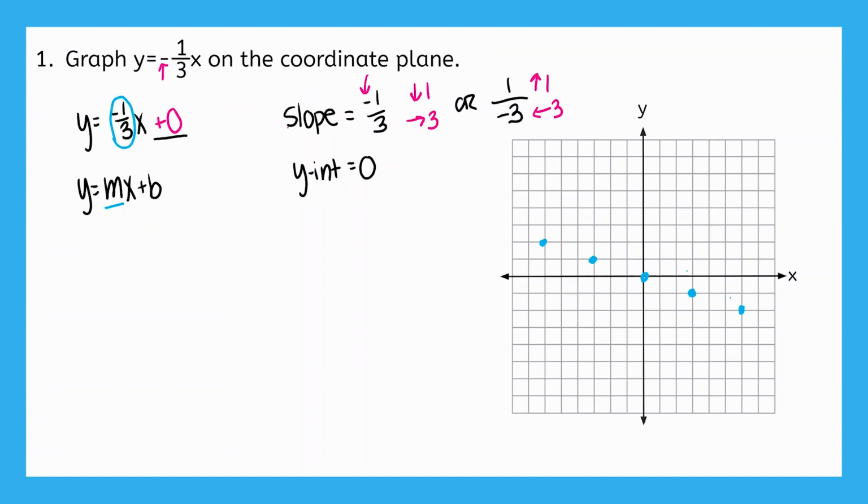Now I'll just connect them all, and I'll do my best to make my line straight. Once I have my line, I'm going to add an arrow to each end to show that it keeps going forever and ever in both directions. And there's my final graph.